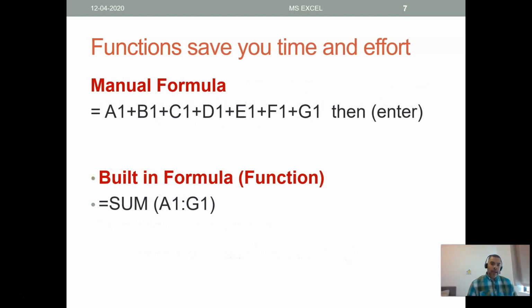One example here is that we could do a manual formula. Say we had some data in a spreadsheet and we wanted to add it all up. We can do A1 plus B1 plus C1 and so forth and press enter. We can spend all day adding up those cell references, or we can just go and get the sum function, and specify the beginning cell address and the ending cell address, A1 to G1. And that will save you a lot of time. So that's just one example of why a function is necessary.